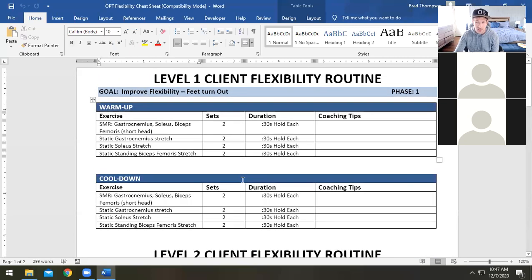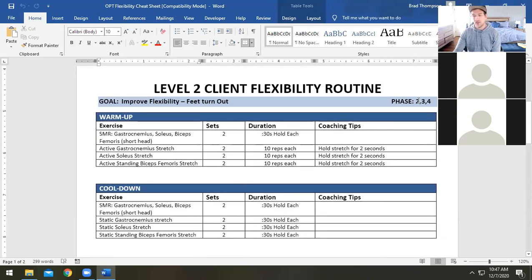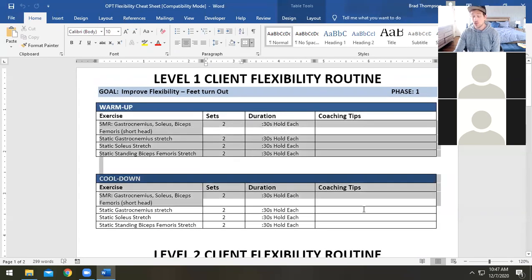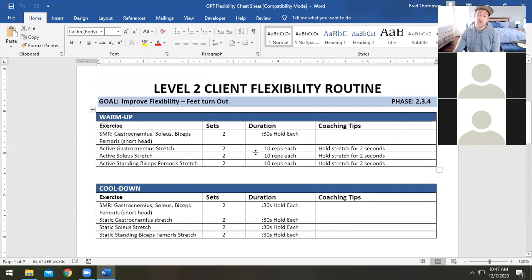Now, that same client, 1 month later, in phases 2, 3, and 4. So let's say this is January, right? In January, they got static stretches. In February, March, and April, they're in phases 2, 3, and 4. Those 3 phases are all level 2. So now they're going to get active flexibility. So it's a level 2 routine.